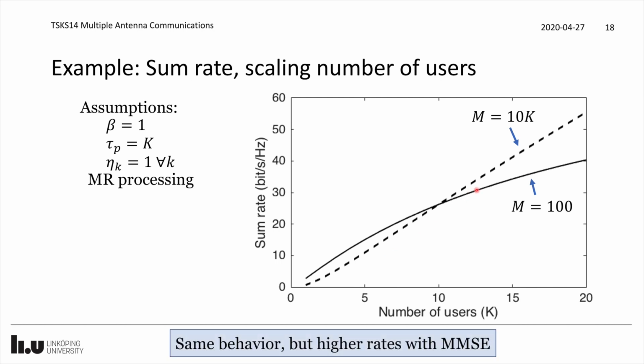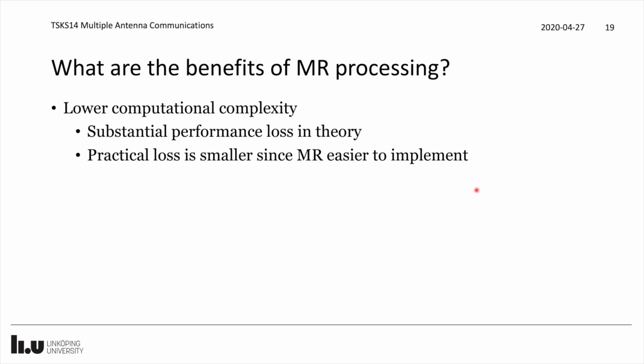And we can observe a similar behavior if we would consider an MMSE processing. This figure was about MR processing in the uplink, but the qualitative behaviors would be the same. So what are then the benefits of using MR processing? Because we saw that MMSE processing is performing better. We get 60 to 100% better performance per user in the simulation set that we considered.